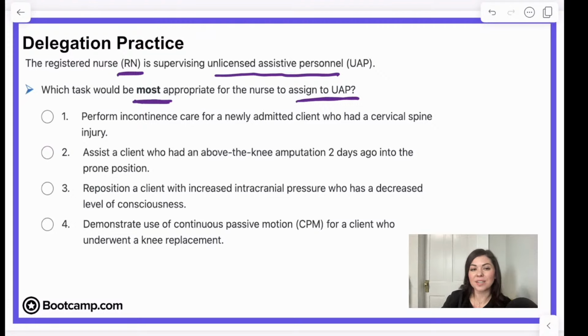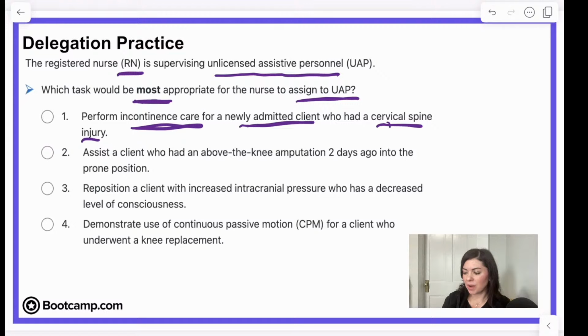So let's look at each option a little more closely. So option 1, do we want to delegate this to a UAP? It's incontinence care for a newly admitted client with a cervical spine injury. Do we want to delegate this? Yes or no? And I see a lot of you guys are giving me some guesses, and you're probably on the right track, but I think there's just as much learning in reviewing the wrong answers as there is in guessing the right one. So we're going to hopefully learn a lot from this by reviewing the wrong answers.